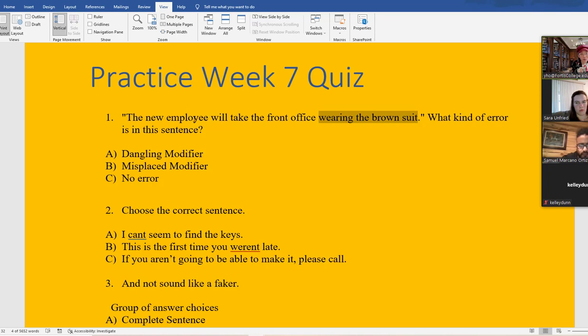So the new employee wearing the brown suit. So that's how you can tell. Misplaced modifier means you've got to move it around to put it in the right place. So that's how you remember it.